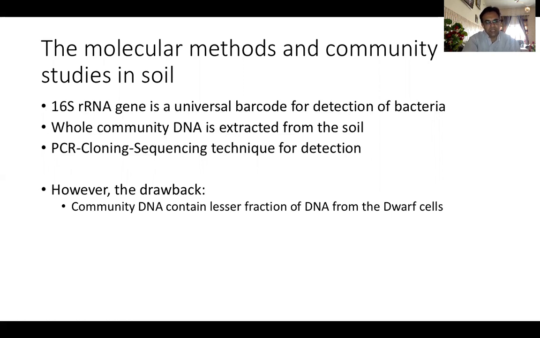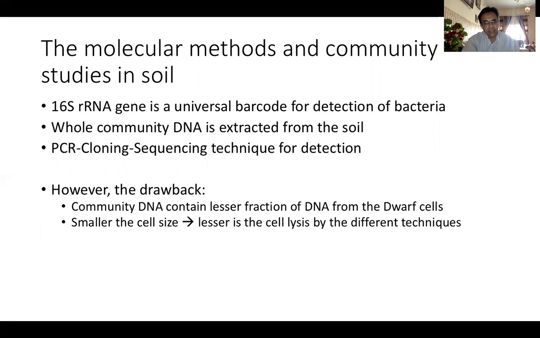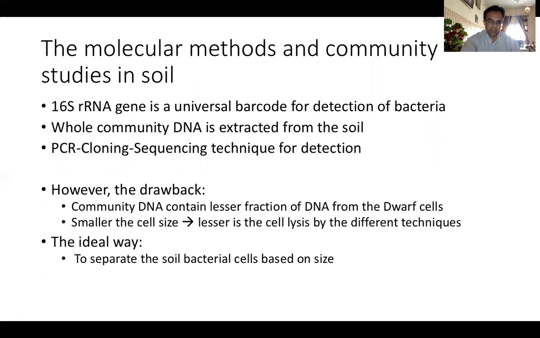The drawback of this technique is that when we extract DNA, those bacteria which are bigger in size have more probability of extraction. Then they may be extracted better than the dwarf cells. Smaller the size, lesser is the cell lysis by different techniques. So the ideal way is always to separate the cells based on size, as I have already discussed earlier in this lecture. So we can separate the sizes and then we can perform the extraction of community DNA.